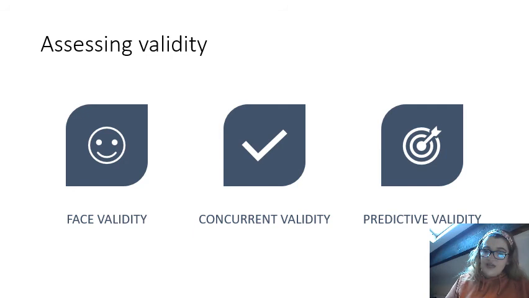But if we just took it at face value, what your GCSE results would predict for your A level, that would be an example of predictive validity. Okay, let's have a look at the last point now.